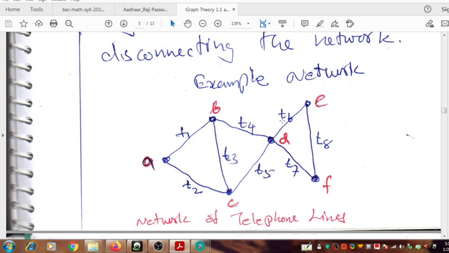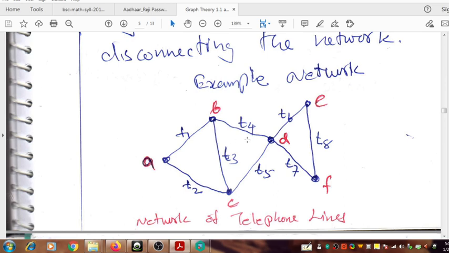But suppose we remove one more edge after the removal of an edge. For example, consider T6 is first removed, and we then remove T7 also. Suppose we remove T6 and T7 simultaneously. What happens to the network? Then the network becomes disconnected. As another example, suppose we remove T6 and T8. Then also the network becomes disconnected.